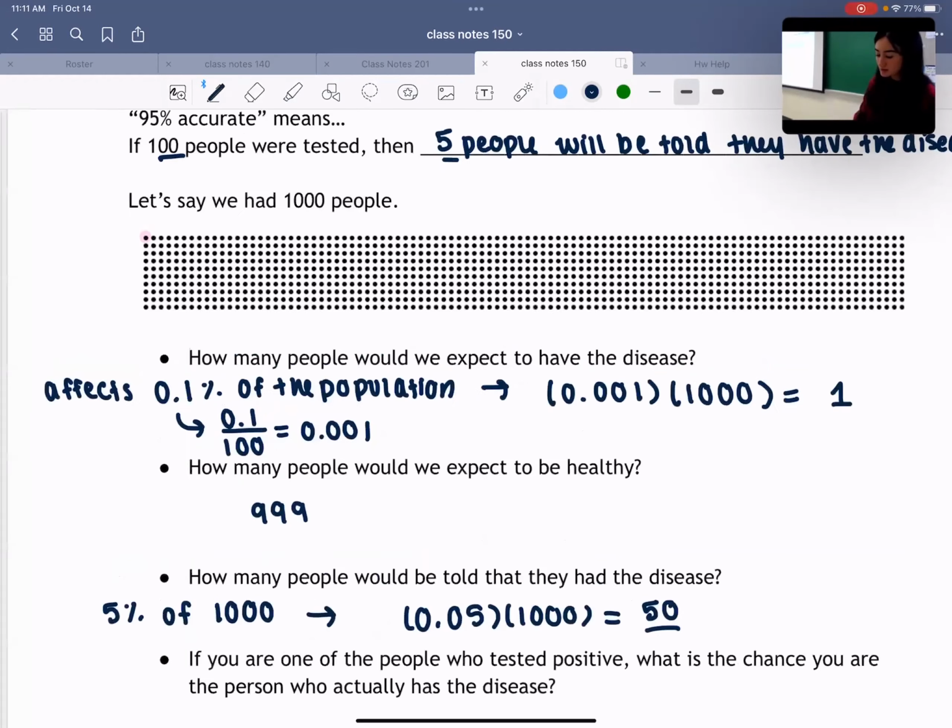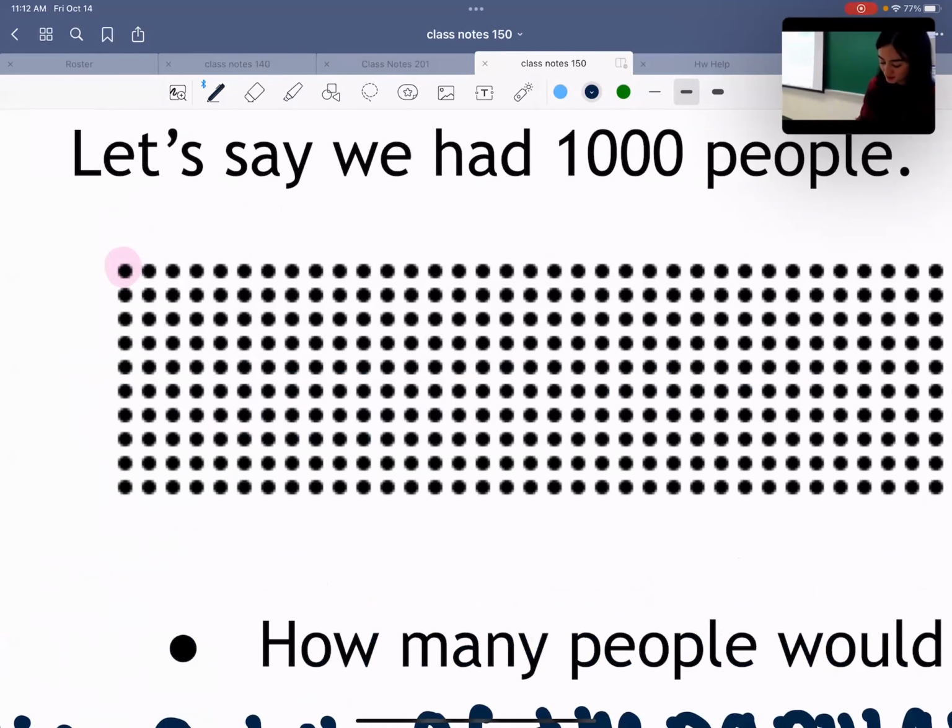So in my picture, I'm gonna square off 50 people. So 1, 2, 3, 4, 5. 1, 2, 3, 4, 5, 6, 7, 8. 1, 2, 3, 4. I think that's here.